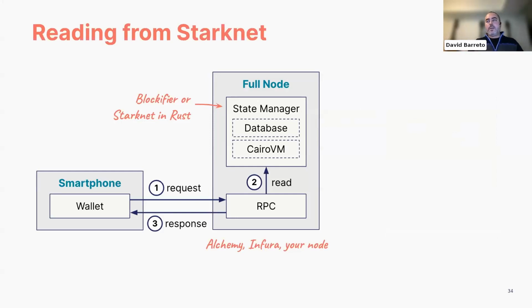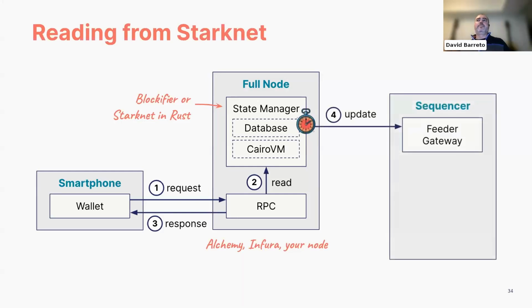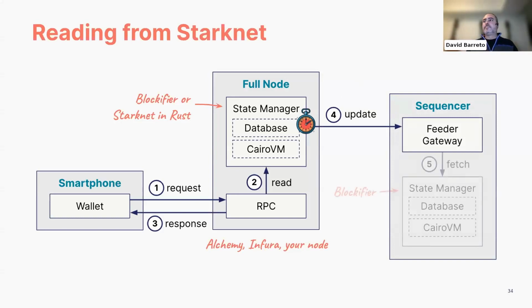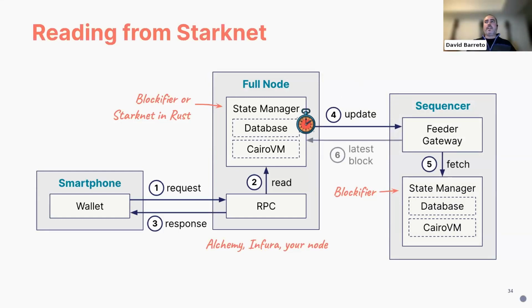But obviously, once in a while, the full nodes need to talk to the sequencer to get the new blocks that have been created. So they send a request for updates, and they talk to a module called the feeder gateway inside the sequencer. Basically, it's only used for reading. And the sequencer also has its state manager, right? In this case, in particular, it has Blockifier, it doesn't have Starknet in Rust, and it gives back, hey, these are the latest blocks created since the last time you interacted with me.